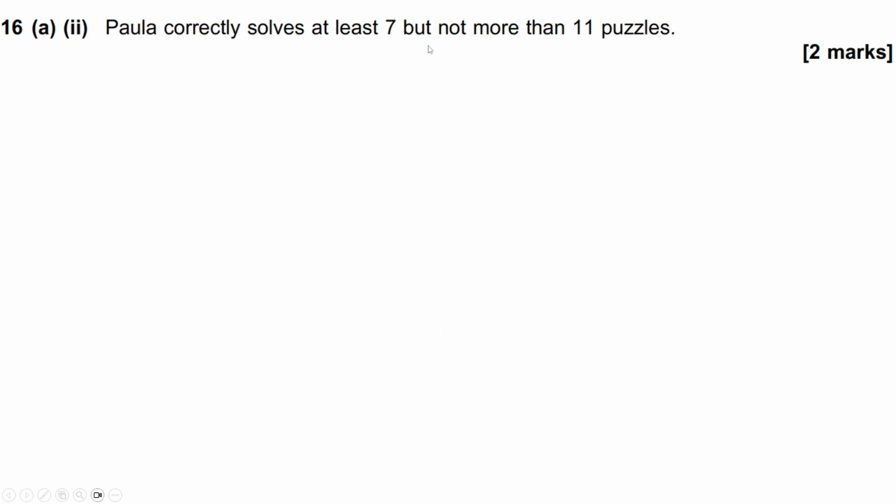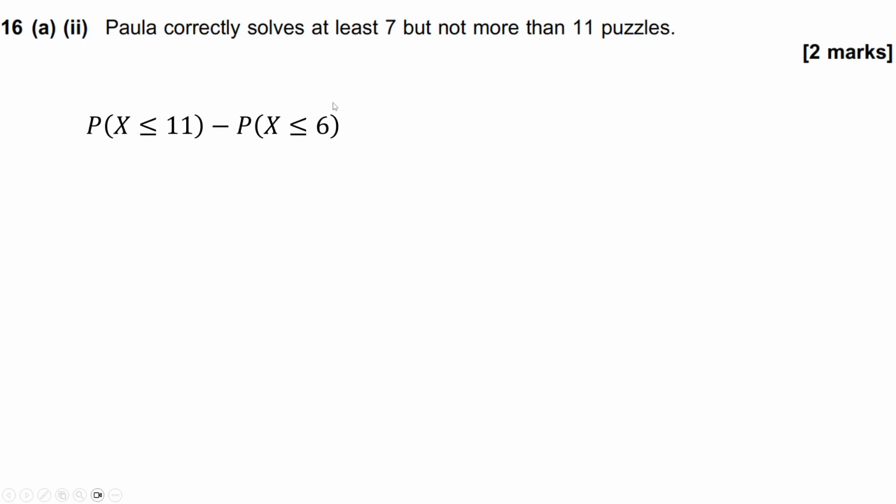Paula correctly solves at least 7, but not more than 11. Okay, so first of all, if you look at the probability that she solves less than 11, okay, what is that probability? But the problem with that one is that you've also included her solving 6 or 5 or 4 or 3 or 2. So you want to subtract the probability that she solved 6 or lower. This is always an inequality sign here when you're looking at probabilities, so just always include that.